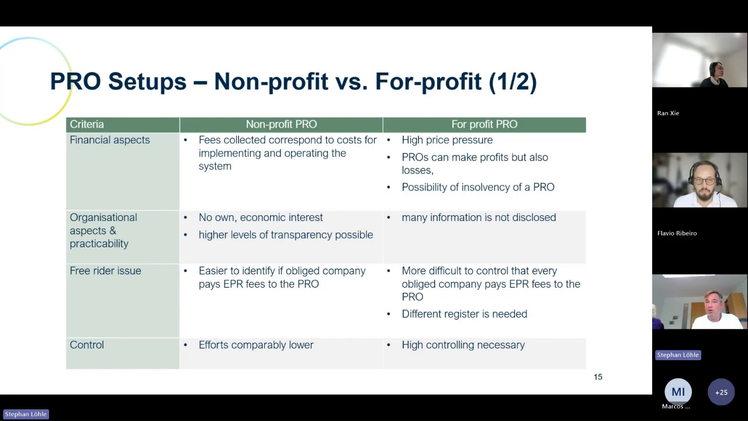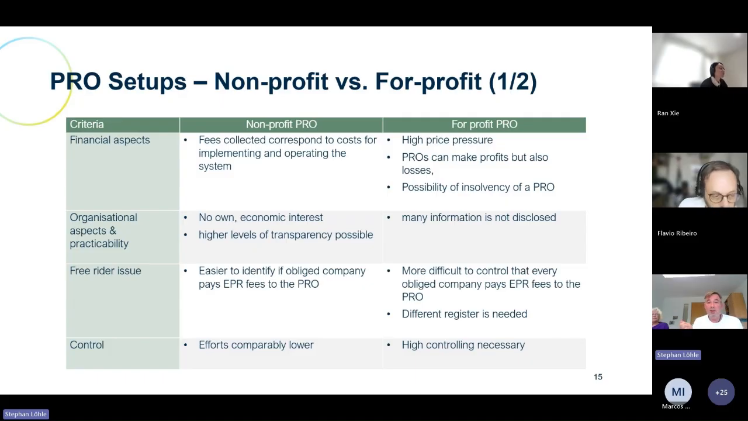The next question is whether the PRO is set up as non-profit or for-profit. For the non-profit, it is easy, but you are also limited to what you receive; you spend it on your tasks, right? If you have a for-profit PRO setting, it's possible to make benefits out of it, but you also have the risk of losses and the possibility of insolvency of a producer responsibility organization. That means you need to be prepared for that, as most of the time it's a multiple PRO system in that case as well. So you need to be prepared for how to take over the obligations of the insolvent producer responsibility organization, which is a really challenging question.